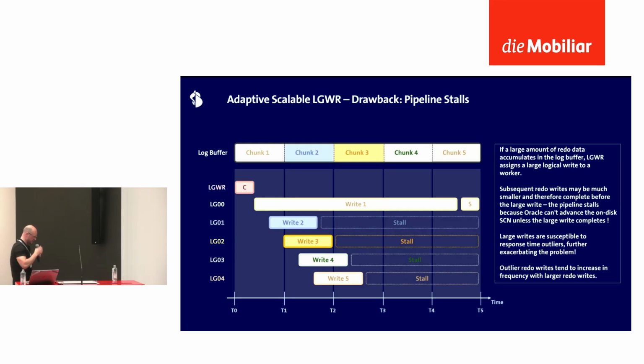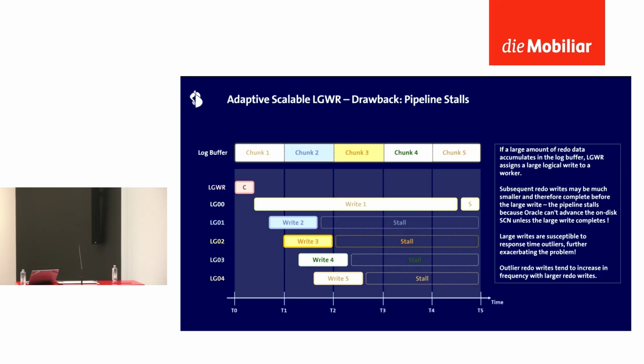The second drawback, especially with large writes, depicted here: let's assume a situation where we have multiple chunks of redo to be written from the log buffer down to disk. LogWriter assigns these chunks in pipelined fashion to multiple workers. Let's assume LogWriter worker 00 starts working on a large portion, say 1 megabyte, and then immediately after, the other writes assigned to the other workers are rather small. What happens in this situation is that the large write is very likely to take much more time than the shorter writes. And when this situation kicks in, the pipeline stalls.